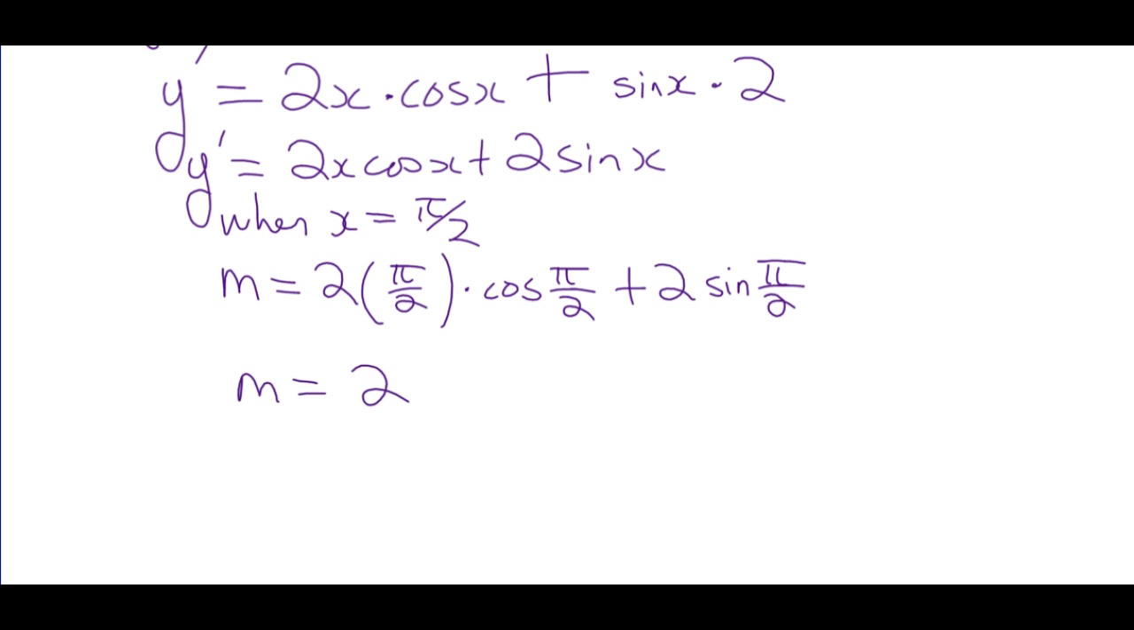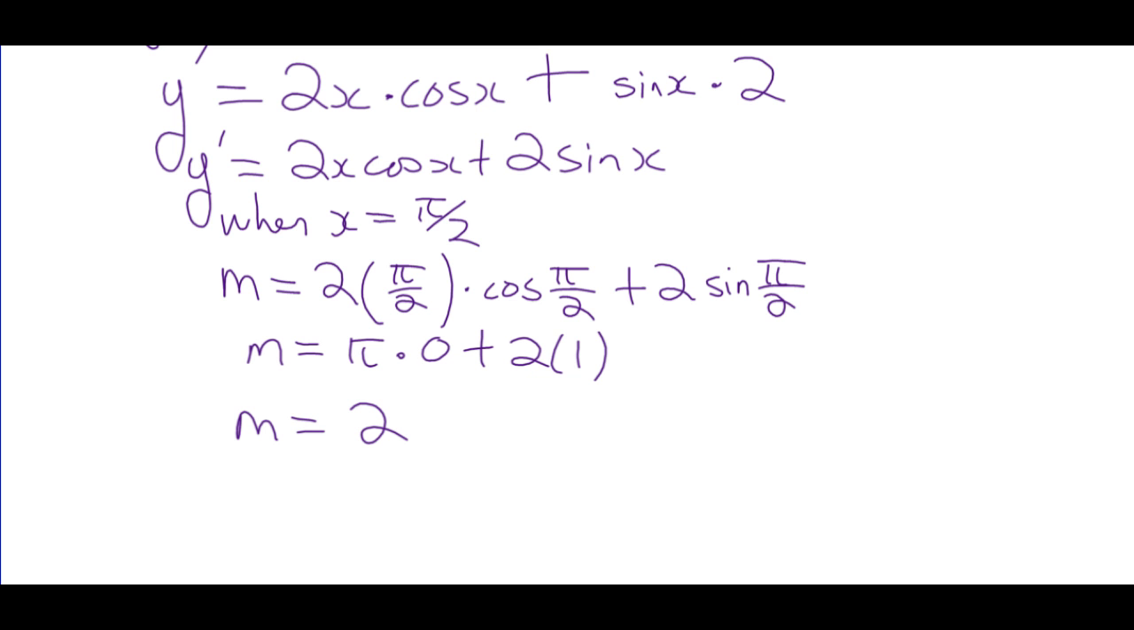You can just move this down and write it in here. Okay, if you want to do that, 2 times pi over 2 is pi, cos pi over 2 is 0, plus 2 times sine pi over 2, which is 1, and that's equal to 2. Good. Then you use your favorite method for finding tangent lines.